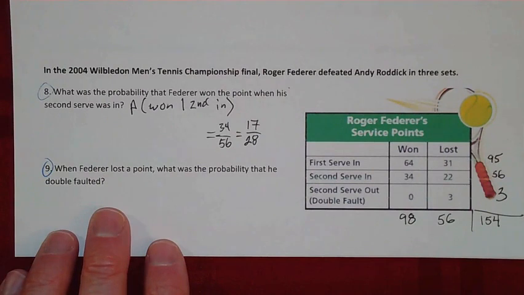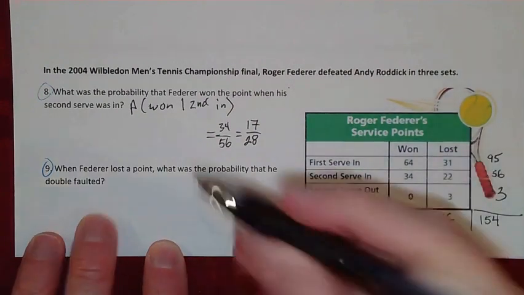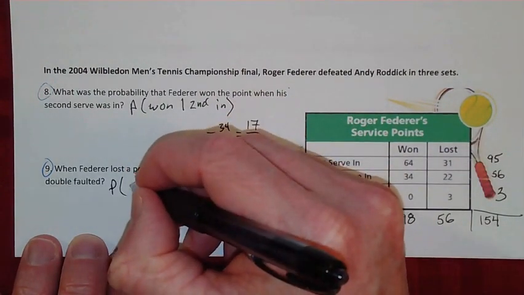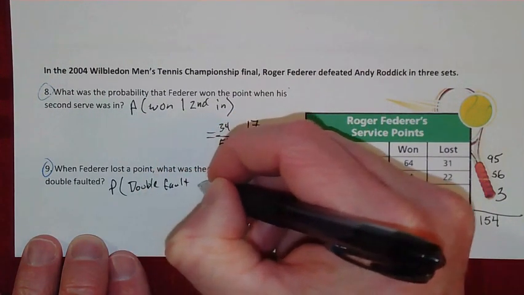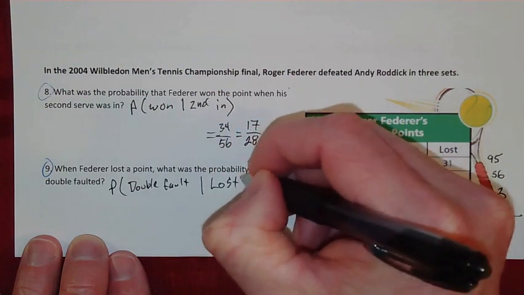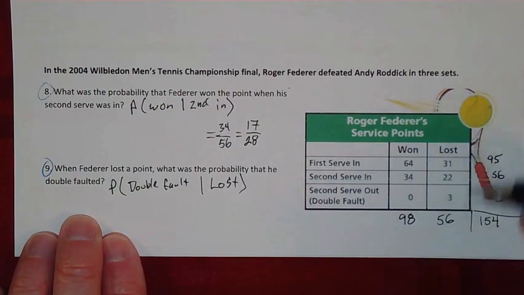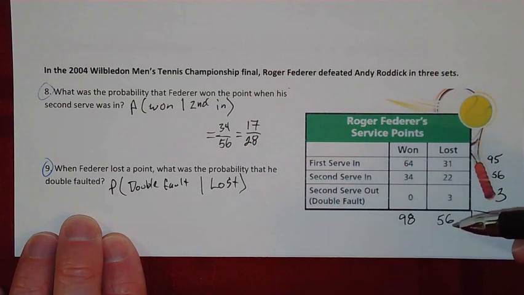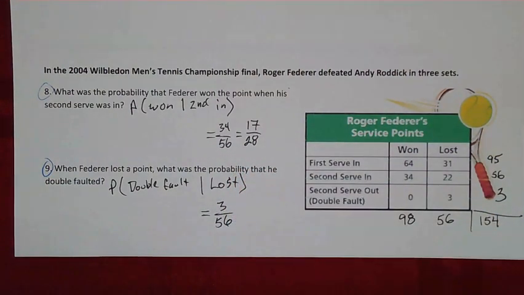When Federer lost a point, what is the probability that he double faulted? So now I'm looking at this column of the times that he lost. This is going to be the probability that he had a double fault given that he lost. In the times that he lost, how many of those did he double fault? And that's 3 out of those 56. And that one's not going to reduce. So that's the idea on those.